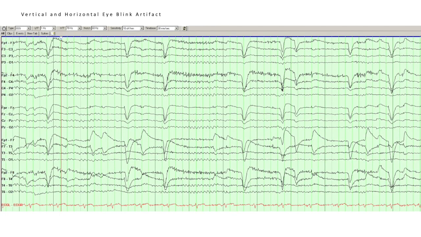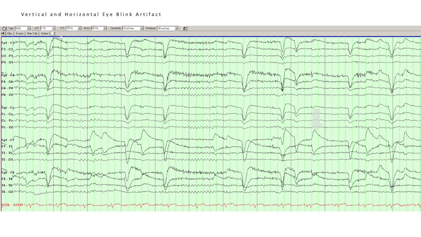Again, on this slide, you see various waveforms which represent ocular artifact. Where do you see horizontal eye movements? Well, if you look where the cursor is, here you see, again, a positive polarity waveform maximal at F7 and an opposite negative polarity waveform at F8. Again, this patient is looking towards the left.